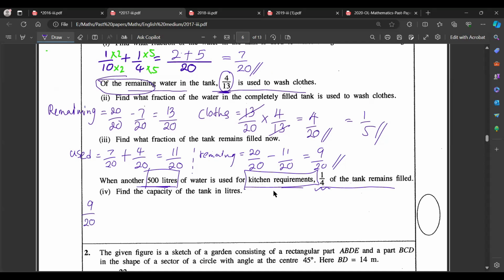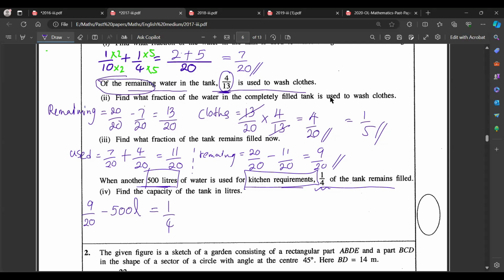By that one, they used another what? Another 500 liters. By that one they used another 500 liters. That 500 should be what? Subtracted, no? That should be minus from this one, no? Yes. Now they have 9 out of 20, no? They used it, so it should be subtracted. Another 500. After that, there is remaining 1 over 4. You can take 9 over 20 subtracted by 1 over 4. It should be equal to 500. It is also correct, okay?